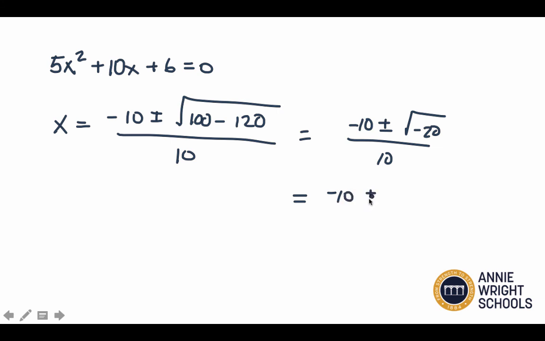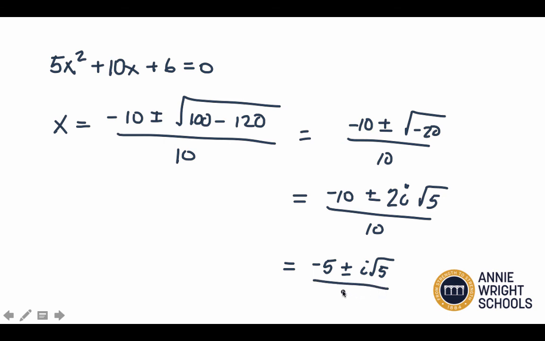So negative 10 plus or minus, the negative means there's an i. The 20 has a 4 in it, so a 2 comes out and a 5 stays in the middle, all divided by 10. And then the numerator has a common factor of 2 with the denominator. So the final answer is negative 5 plus or minus i root 5 all divided by 5.